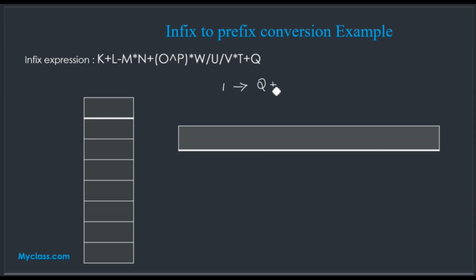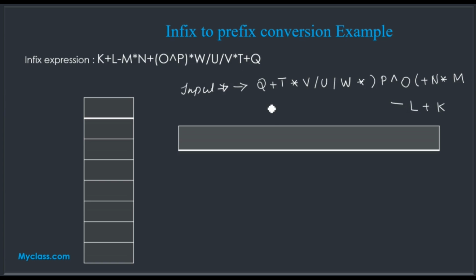reverse our infix expression: q plus t star v division u division w star closing bracket p raised to o opening bracket plus n star m subtraction l plus k. This is our input. This is what we are using as the input.